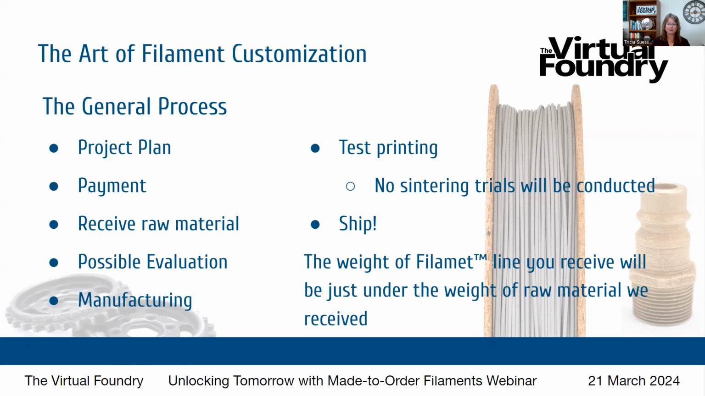Now, the weight of filament line that you receive will be just under the weight of powder that we receive. There's a small amount of waste in the manufacturing process, and then we're also doing that test printing. We're experts at getting materials into an FFF 3D printable format, and that's really our focus. So we will print with your made-to-order filament before we send it to you to make sure that it can be printed. We're not doing any of those sintering trials. And since your made-to-order filament will be made with our standard binder, we expect the debind process to be the same as our other materials.